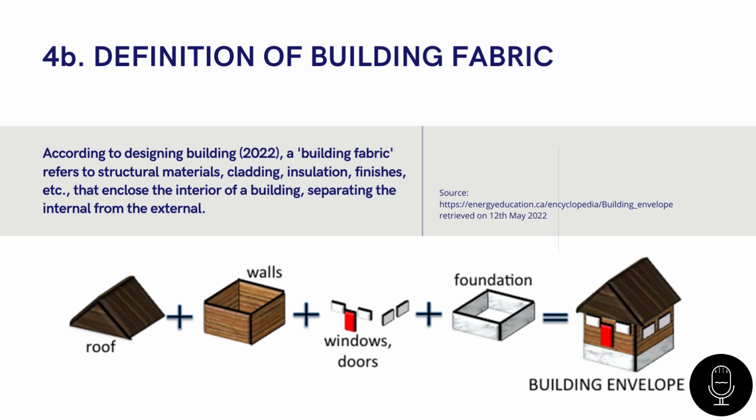What is the main function of the building fabric? First of all, to protect the building occupants from the weather such as wind, rain, and solar radiation, and then to provide security for occupants and the building contents.